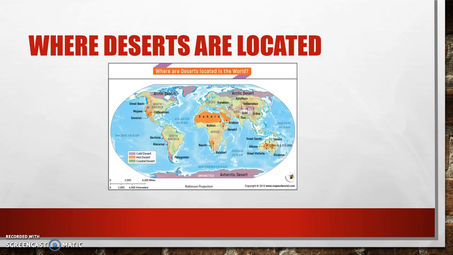Where deserts are located, which I didn't know when I was researching it. There's the most famous one, the Sahara Desert in Africa, and we have a few in North America. They don't have to be just dirt. There are also Arctic deserts in Antarctica. We have a few in Australia, and we pretty much live in the desert.